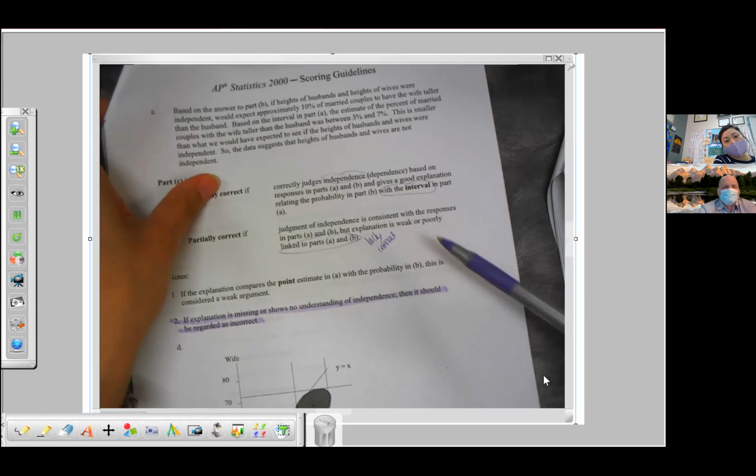So you do have to use the work that you got from parts A and B to make a judgment about independence or dependence, depending on what your work looked like. So even if you got part B incorrect somehow, right, you could still get part C completely correct as long as your logic followed. So we're hoping that's another place where you got another partial credit.